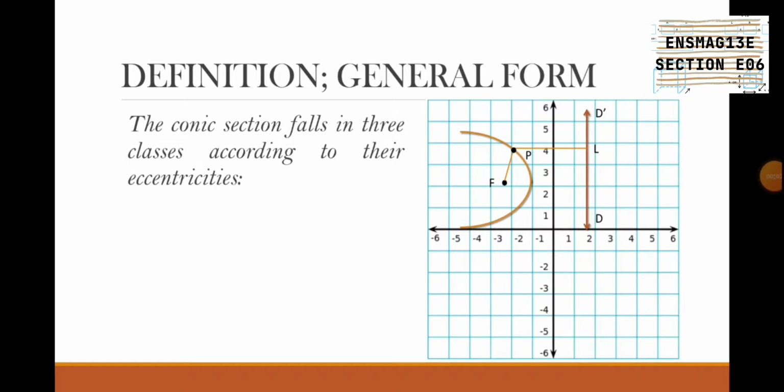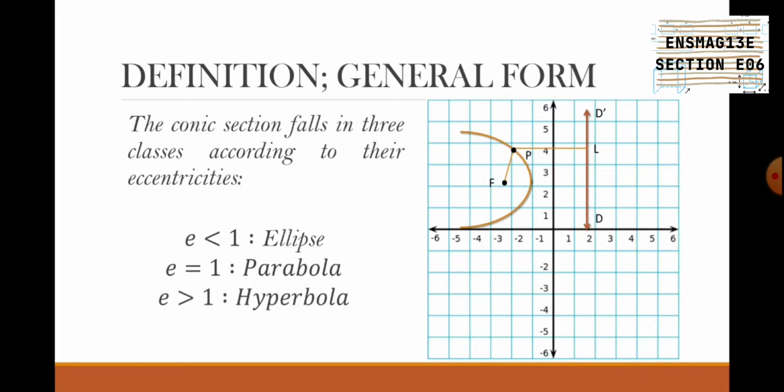The conic section falls in three classes according to their eccentricity. If the ratio of the distance from the focus to a point and the directrix to a point, or the eccentricity, is less than 1, the conic section is an ellipse. If the eccentricity is equal to 1, the conic section is a parabola. If the eccentricity is greater than 1, the conic section is a hyperbola.